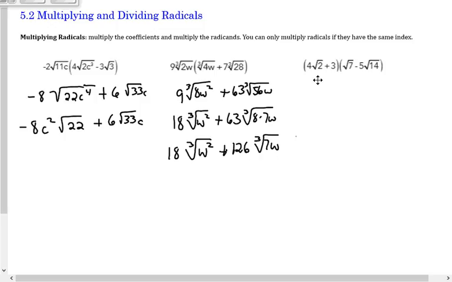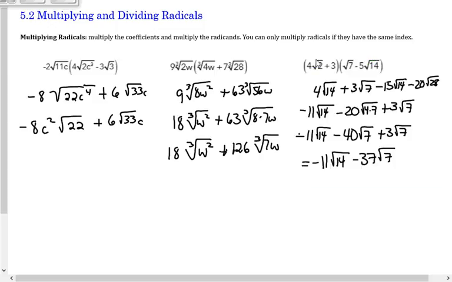Our last example is a situation where we have a binomial multiplied by a binomial. And if you think back to our previous learning, you should know that we are going to use FOIL in order to FOIL this out. So we'll multiply the first term by the inside term. We get 4 root 14. These two terms multiplied together equals 3 root 7. Then we have 3 multiplied by negative 5 root 14 to get negative 15 root 14. And our outside terms is going to be 4 multiplied by negative 5 to give us negative 20, 2 multiplied by 14 to give us root 28.